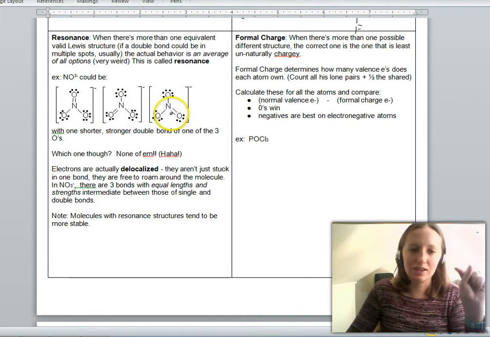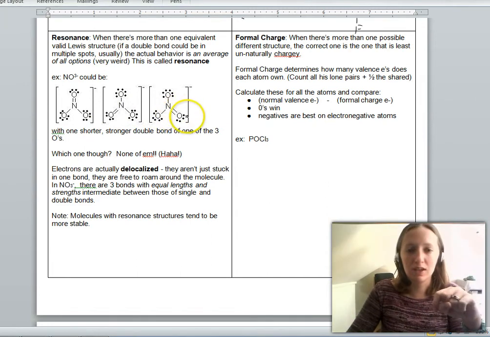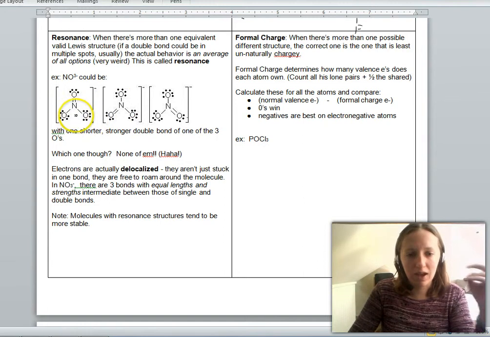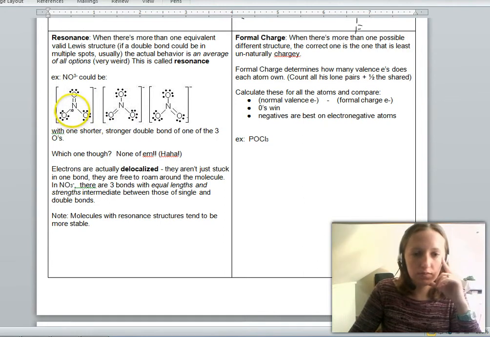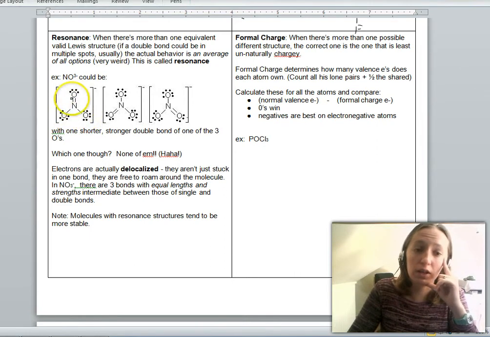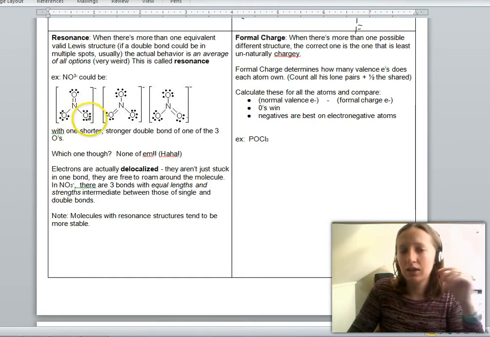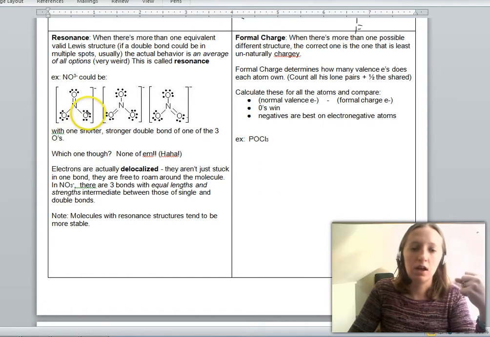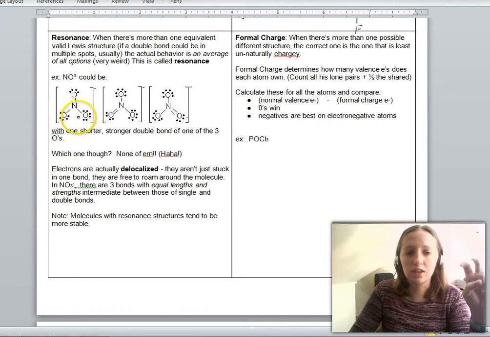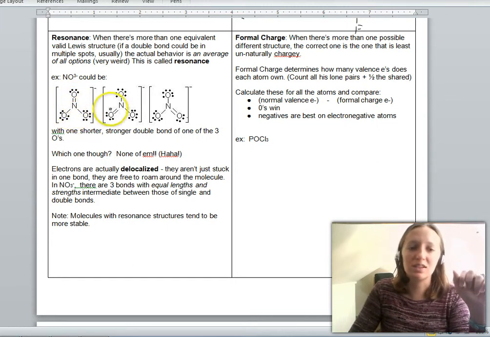And what ends up happening is, if a double bond could be in multiple spots, the real structure is an average of all the options. So you end up with the bonds being kind of 1 1/3 bonds in this case, instead of a single bond or a double bond. The electrons get shared kind of all over the place. This is called resonance, and these extra structure options result in the molecule being more stable, and you have these electrons that are called delocalized. They can move around between these several options here.